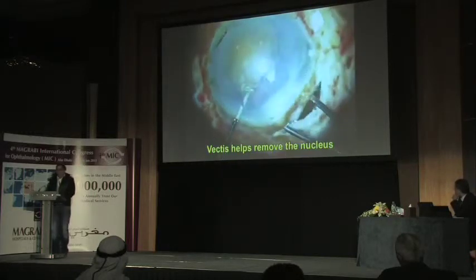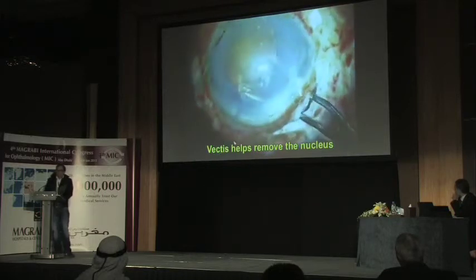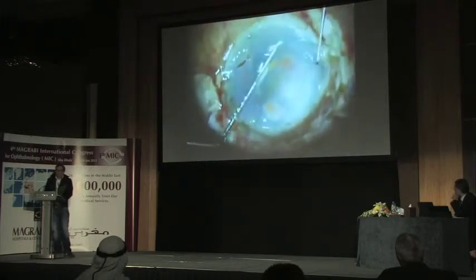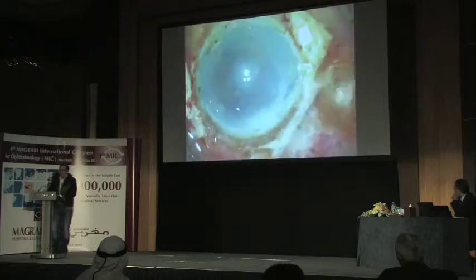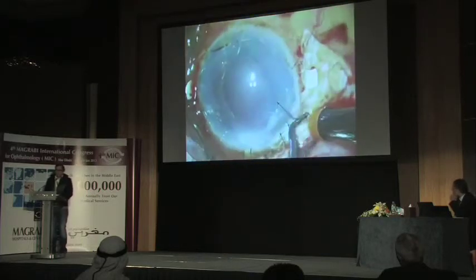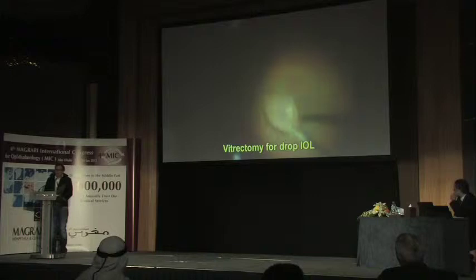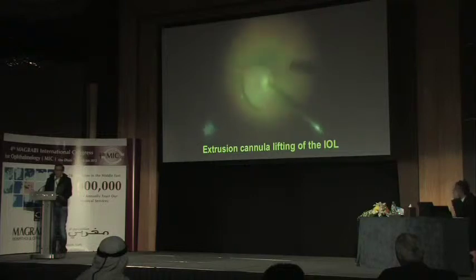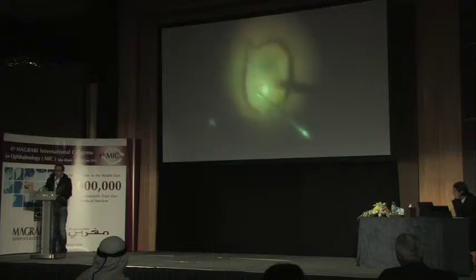So now I go in with my vectis, and I'm going to remove this nucleus. IOL is still inside, don't forget. So once that's down, I go in with my vitrectomy, I do a vitrectomy, clear it up, and a trick which one of my doctors taught me, Dr. Ashwin, was to use the extrusion cannula to lift the IOLs. See that, using suction I caught it.